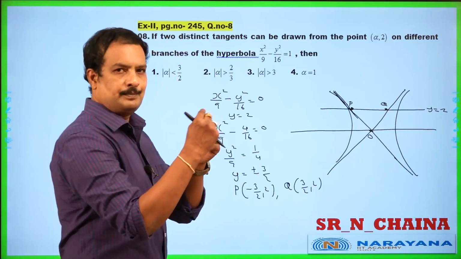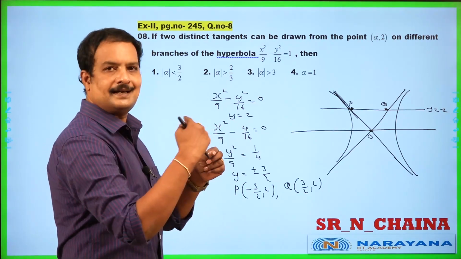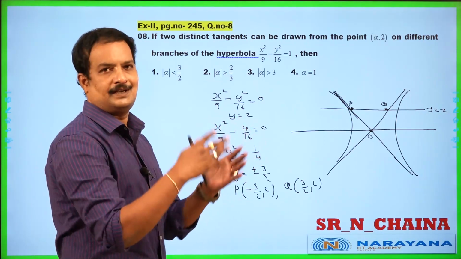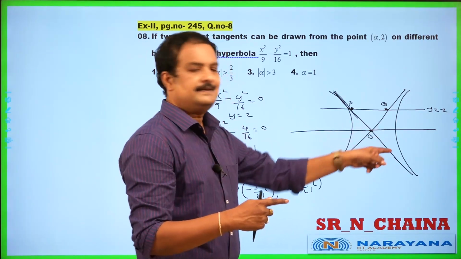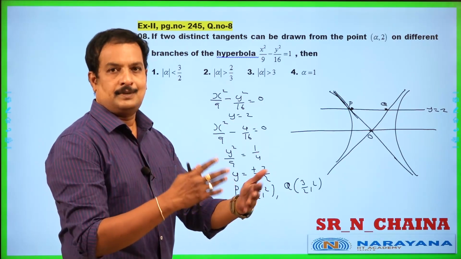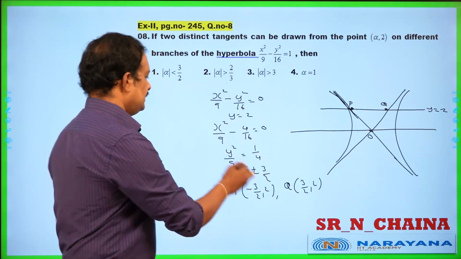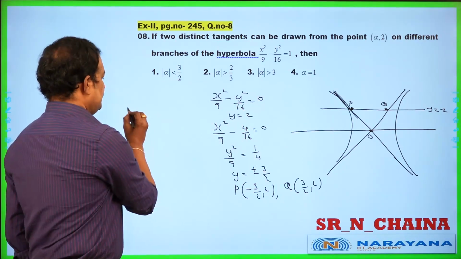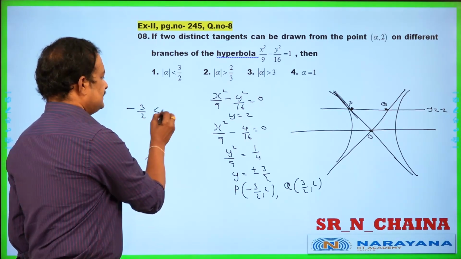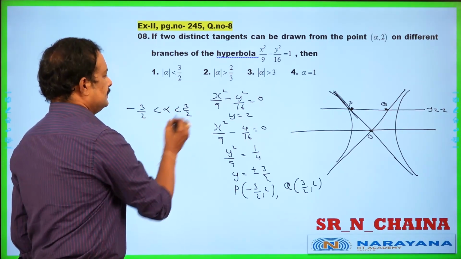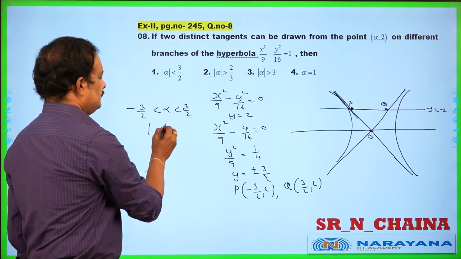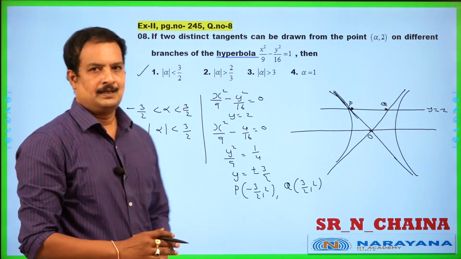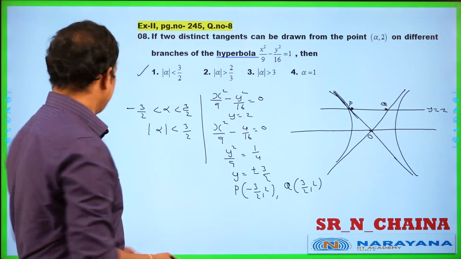So whatever point is given, (alpha, 2), should lie exactly in between p and q, because only then can two tangents be drawn to the different branches of the hyperbola. But if it lies in this region, then two tangents can be drawn but to the same branch. So indirectly it says alpha should lie between the x coordinates of these two points. That's why -3/2 < alpha < 3/2. That means modulus alpha is less than 3/2. So obviously this is the answer. Okay, now let's go for the next question.